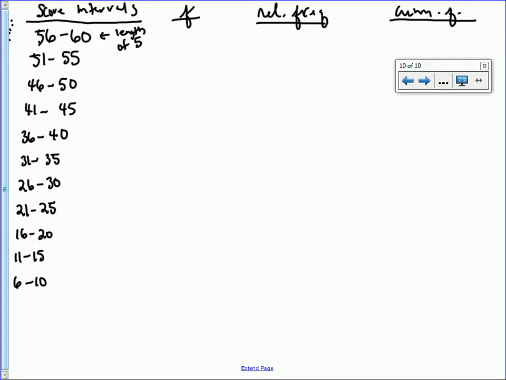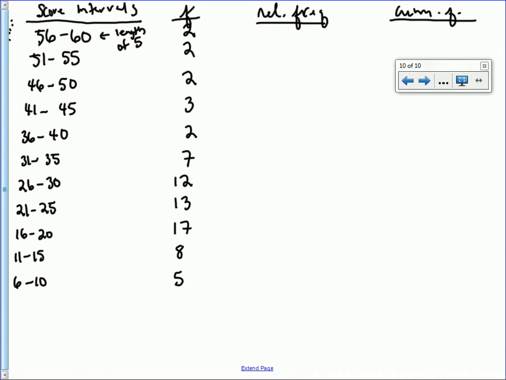So if you go back to the raw data, for the frequency, there's 2 in that category, 2 in that category, 2 in that category, 3 in that category, 2 in that category. There happens to be 7 here, so there seems to be a lot of people there. There's 12 people who lost between 26 and 30, 13 people who lost between 21 and 25, 17 people who lost between 16 and 20, 8 people, and then 5 people. So those are the frequencies, how many data points show up in each of those categories.